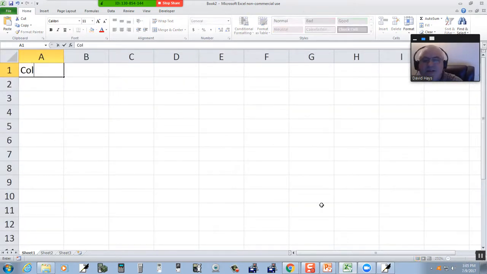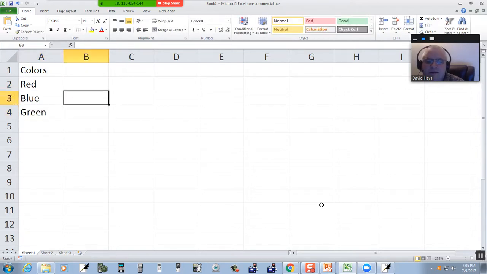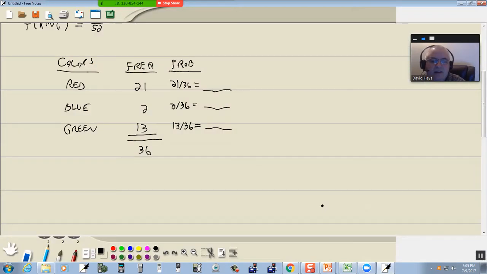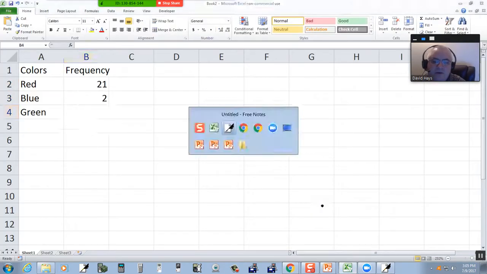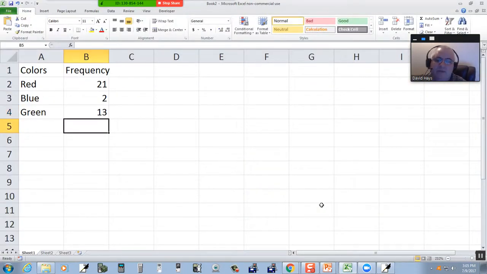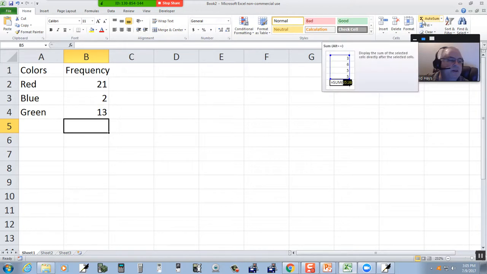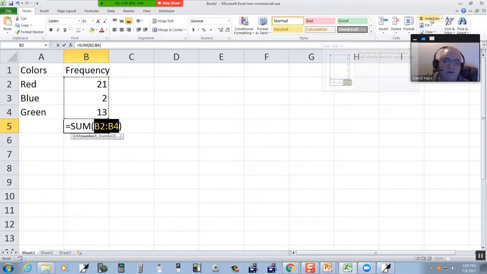Okay, so let's see, I've got the colors here. Red, blue, green. And I've got my frequency: 21, 2, and 13. Well, I need to sum these up. So I'm going to click my auto sum here. Remember the uppercase sigma. And that'll give me the formula equals SUM(B2:B4). B2 is my first cell, B4 is my last cell. And I'll click the check mark here to accept that.